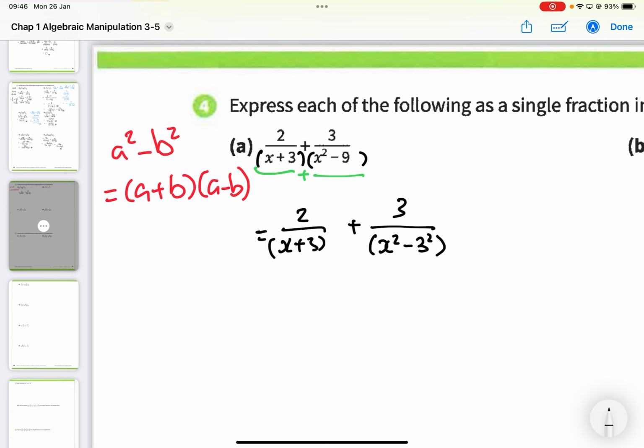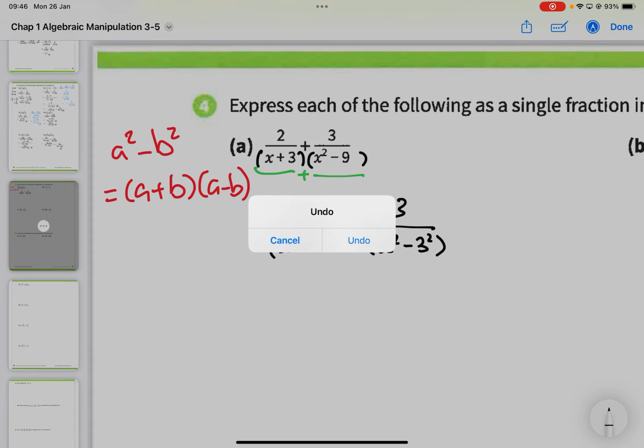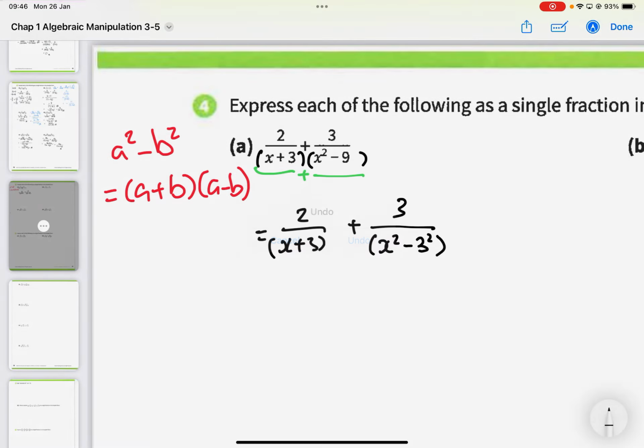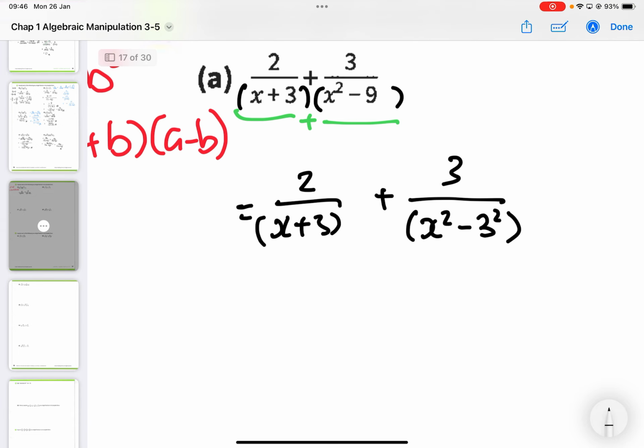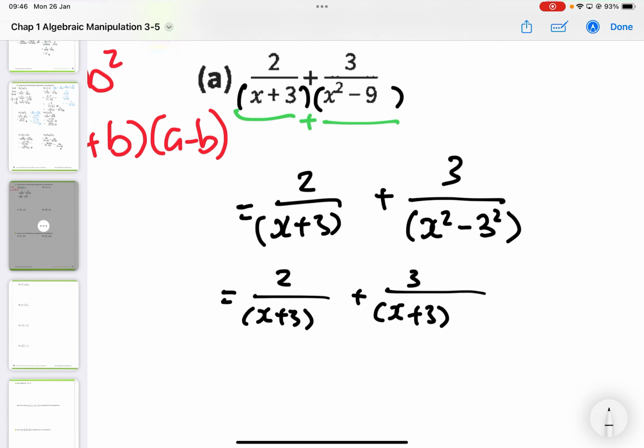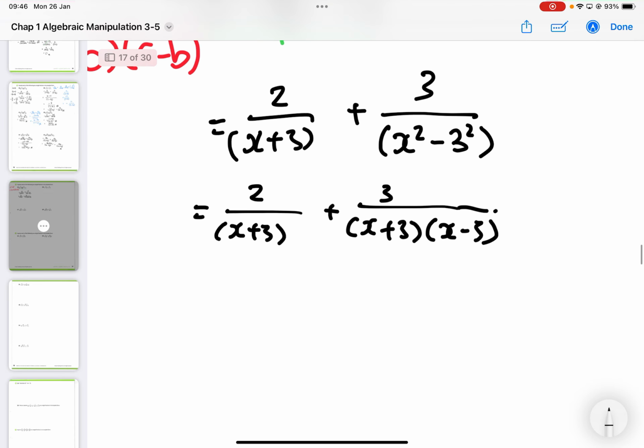9 is 3 square. So you have to know some of your perfect squares. 1 square is 1, 2 square is 4, 3 square is 9, 4 square is 16. So 9, I must go and change it to 3 square. Then once it is a difference in squares, I can write it as front plus back, bracket, another bracket, front minus back. The entire question 4 is all using this trick also.